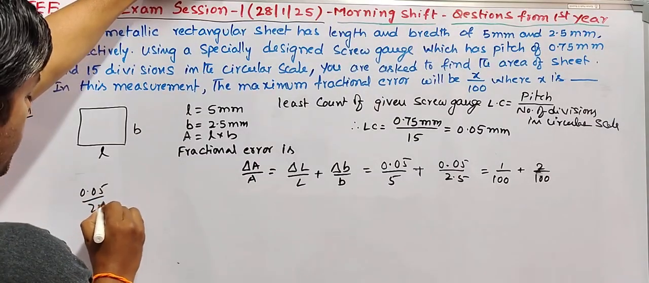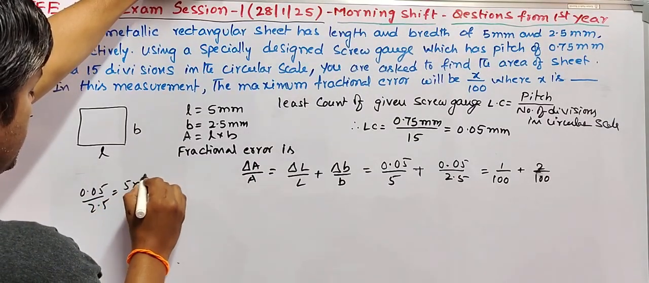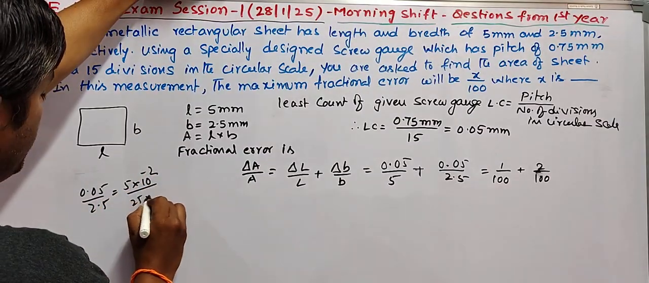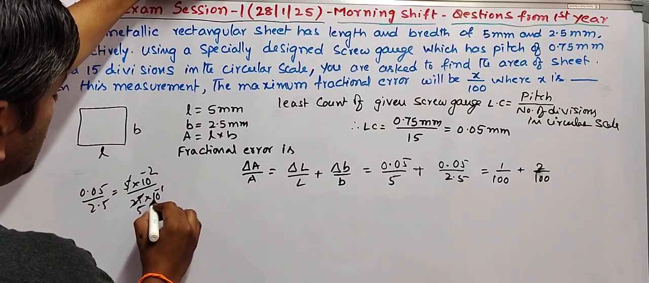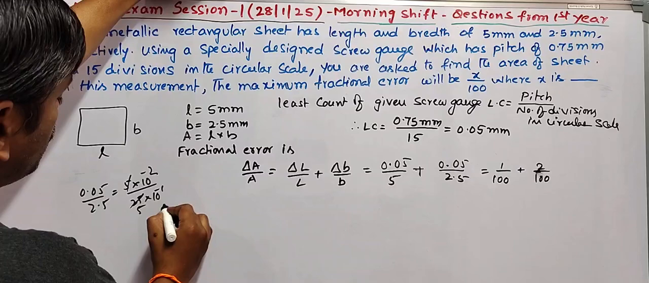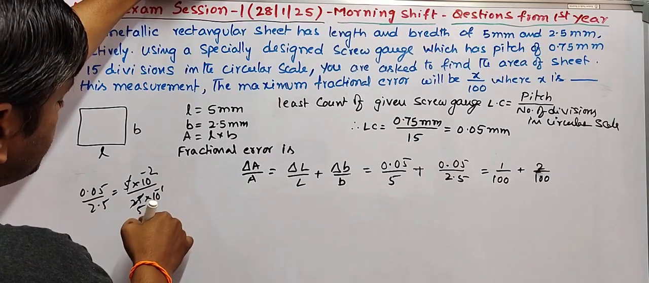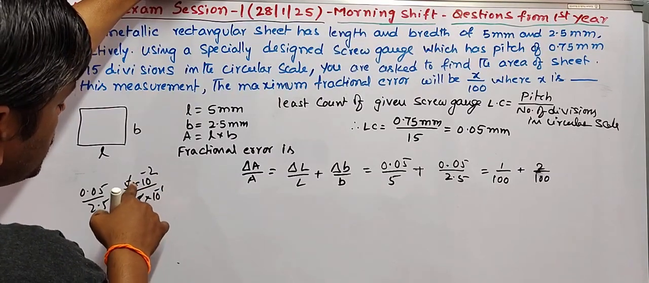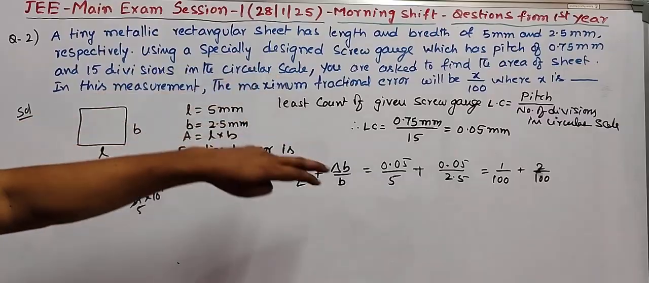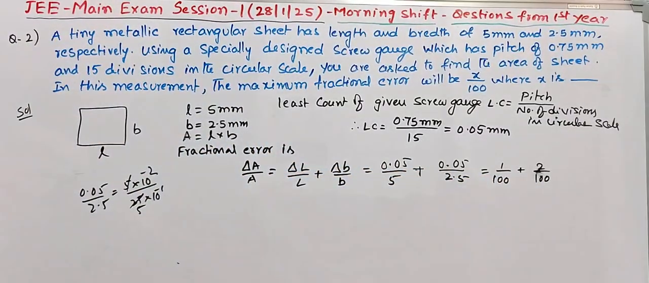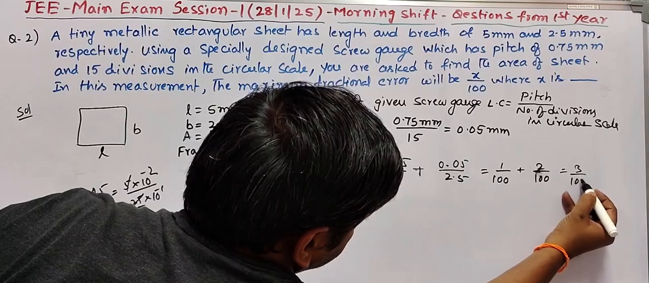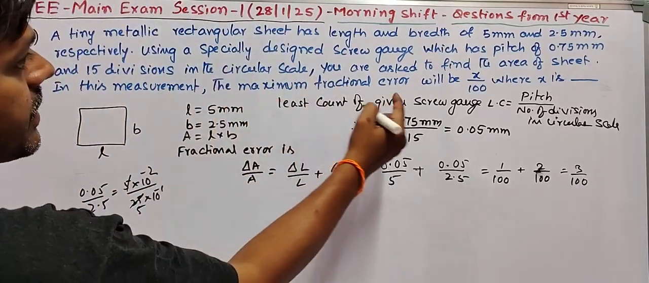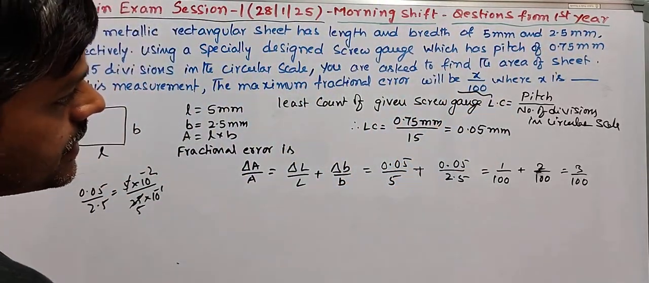0.05 by 2.5 is equal to 5 into 10 power minus 2 by 25 into 10 power minus 1. 5 1 ja, 5 5 ja. So when we go to this side, 10 power minus 3. That means 10 power minus 3 by 5. That means 1.5 means what? 0.05. That means you get 2 by 100. Okay, so the value is equal to 3 by 100. Compare it with the given value. What is the given? X by 100.